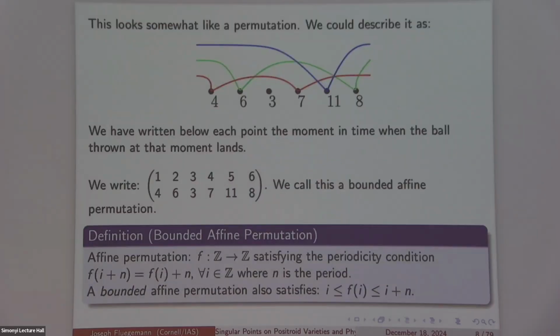We're using only one hand? Yes, exactly. A one-hand juggling pattern. There's a two-hand model for positroids as well, but those aren't relevant here.